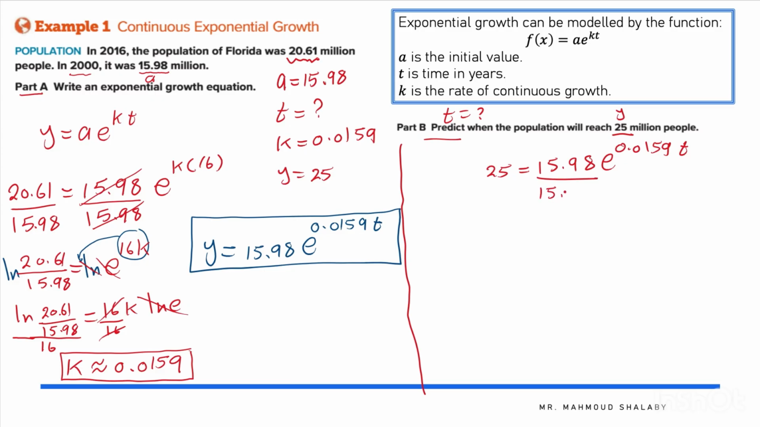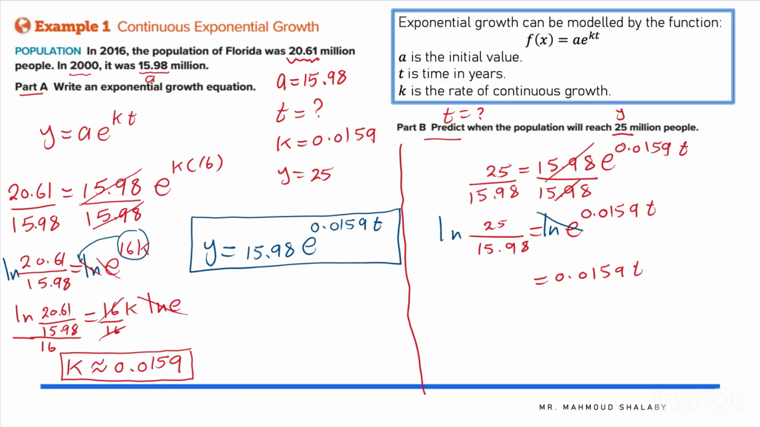So I will divide by 15.98. These will be cancelled, so we will have here 25 over 15.98 equals e to the power of 0.0159 t. Remember, if I want to remove the e, so I have this t down, I will use ln for both sides. These will be cancelled, so I will have remaining 0.0159 t. It will come from the power or the exponent. It will be written in the normal way as ln 25 over 15.98.